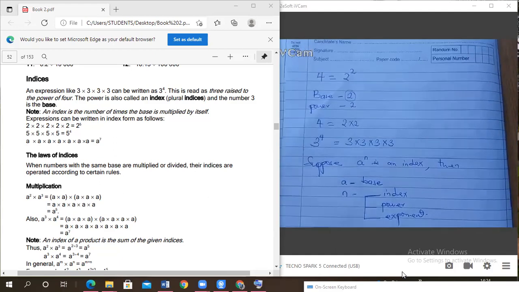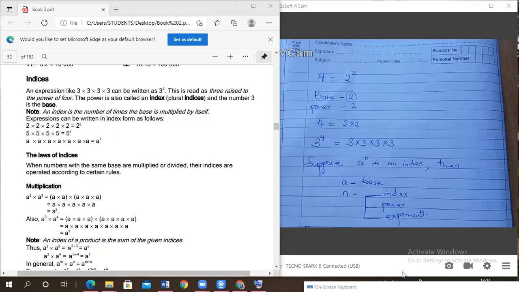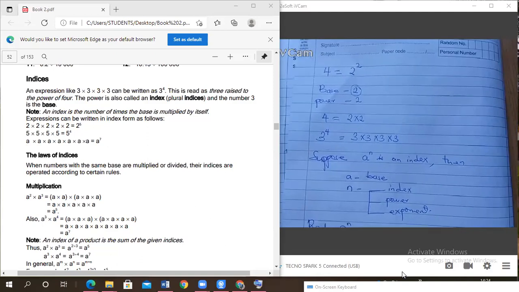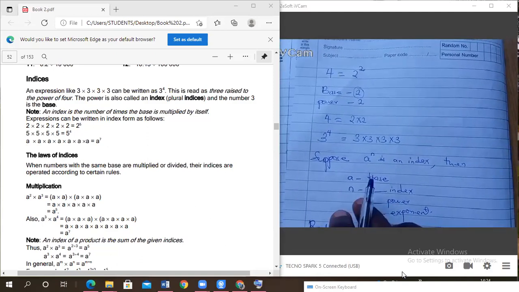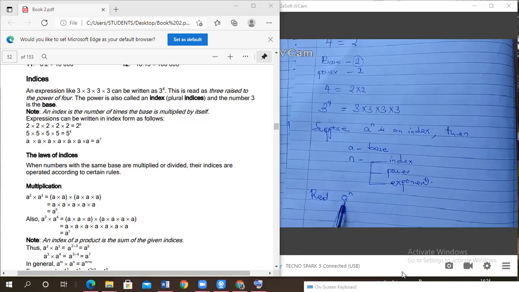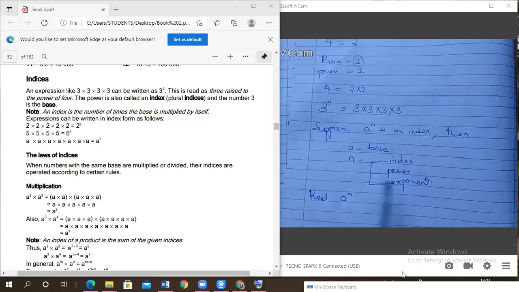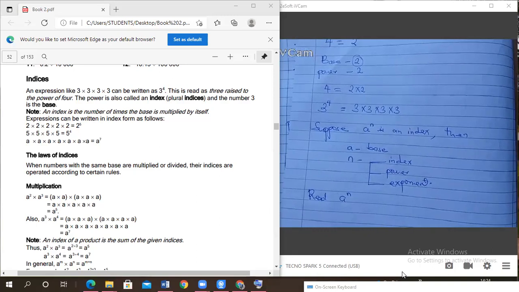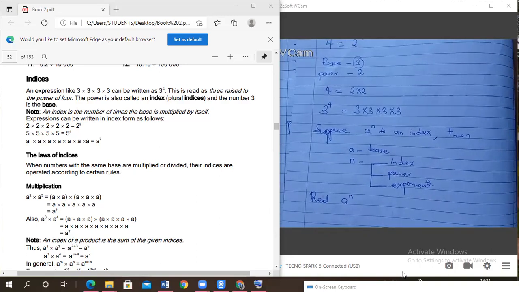So how do we read a to the power n? We read this one as a to the power n, or a exponent n, or a index n. That's how we read it. Exponent n. Right, together, members? Yes. So we know what indices is now, right? Yes. All right.